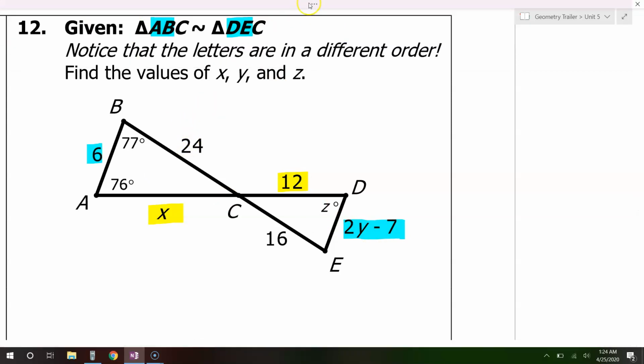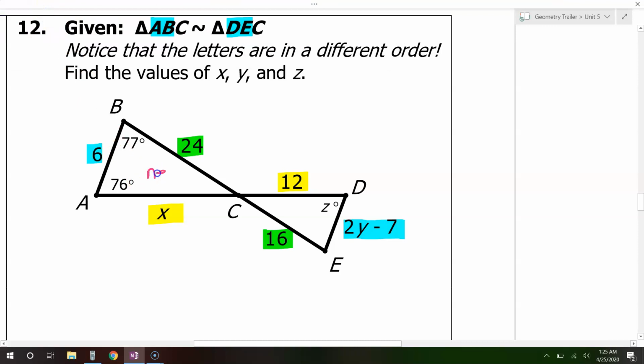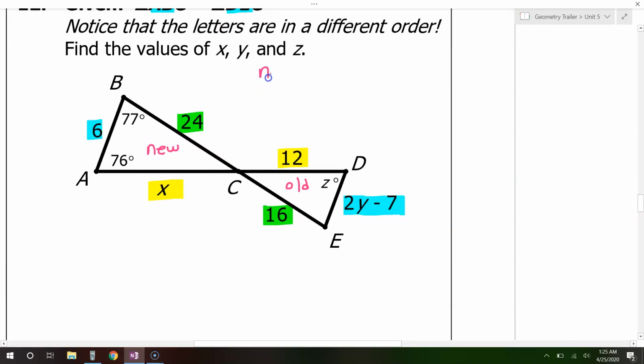All right, that leaves the 24 and the 16 to be corresponding sides. Now pick one triangle to be new and pick one to be old. It does not matter which one is which. Okay, so what matters is you need to set up your equations in the form new over old is equal to new over old. I'm going to start with the yellows. New over old will be x over 12.